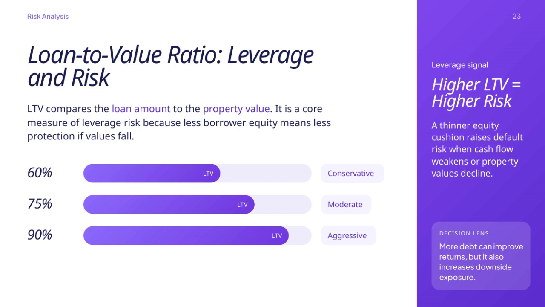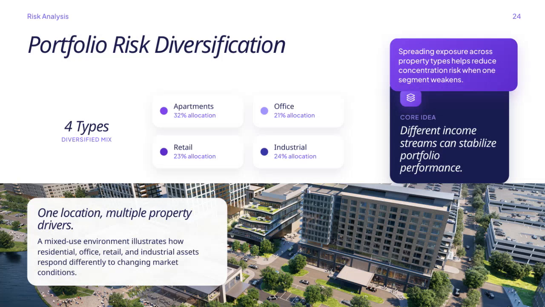Here, we see how a single location can encompass multiple property drivers through a mixed-use environment. This example includes residential apartments, offices, retail spaces, and industrial assets, each making up a different portion of the overall portfolio. Apartments account for 32%, offices 21%, retail 23%, and industrial 24%.